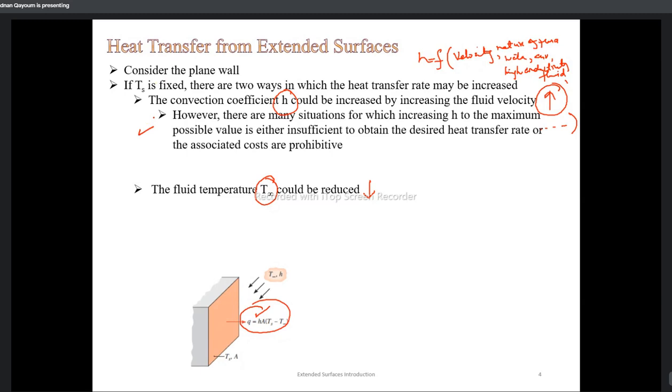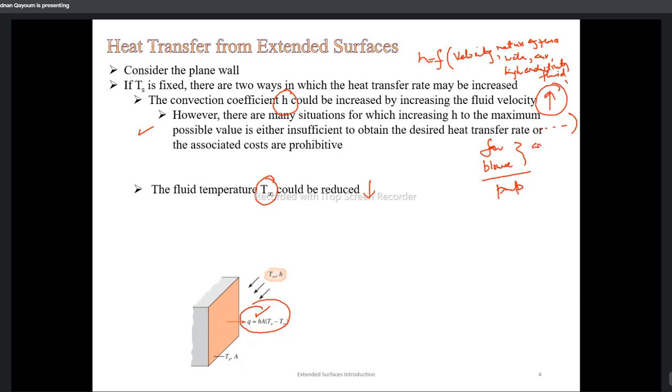So tell me, how will you increase h? I'll just ask you, how will you increase h? Simple. Sir, by increasing the speed of air. How can you do that? You have to use a fan or blower. If the fluid is air, and if it is a liquid, then you have to use a pump. You have to force the flow like this.